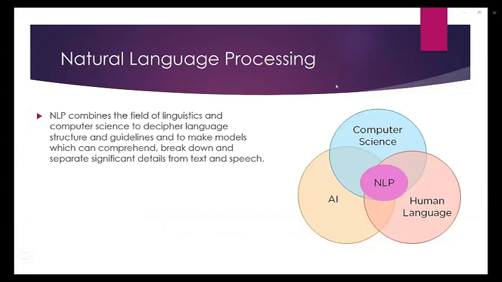Okay, so let's move on. In NLP, if you look at this graph, NLP is a combination of three domains, right? The first domain is computer science. It's a part of computer science, as well as a part of AI, and also a part of human language. The combination of all three is NLP, right?